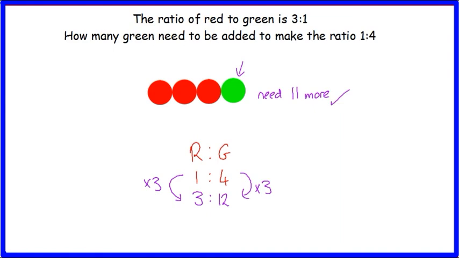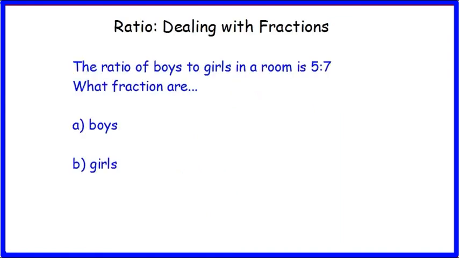There's one style of question you could be asked. There's another. The ratio of boys to girls in the room is 5 to 7. What fraction are boys and what fraction are girls? Well, boys to girls. The boys are 5 out of the total is 12. The girls are 7 out of the total is 12. So I've got 5 12ths and 7 12ths. So the total, we add the two ratios together.